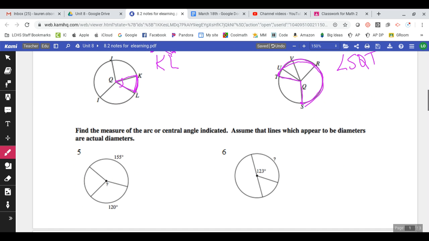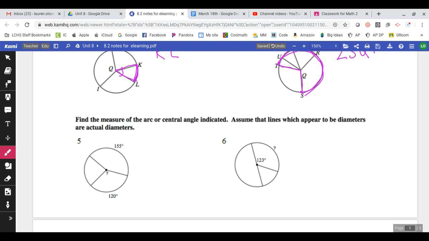Now we're going to throw some numbers into this. Number 5 says find the measure of the arc or central angle indicated. So they just have little question marks showing what they want us to find. If I look here, I'm looking at this angle. I'm going to highlight that angle, and then show myself by coloring it in which arc that angle creates. Since that angle creates this arc of 120 degrees, then that angle must also equal 120 degrees because central angles are equal to the arc that they create.